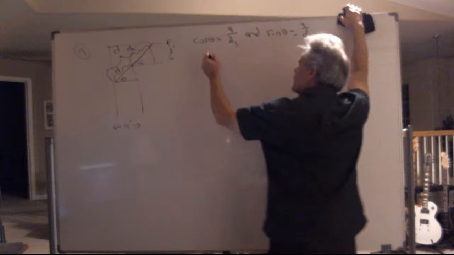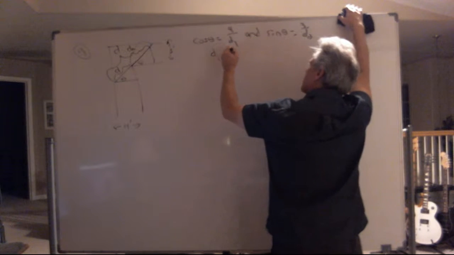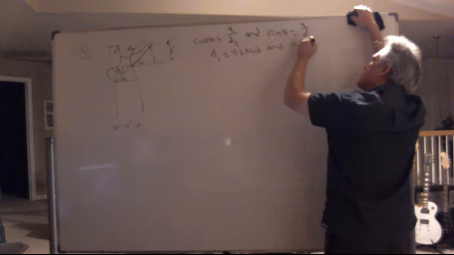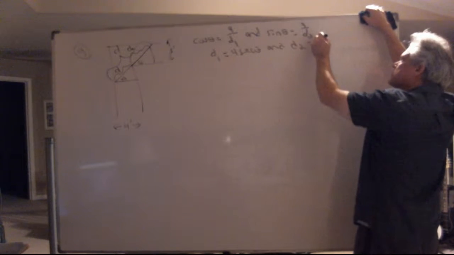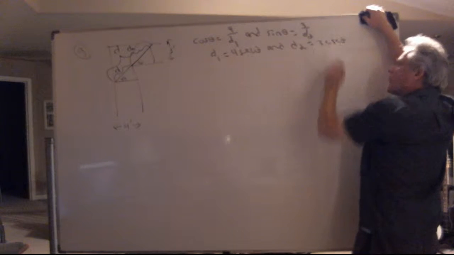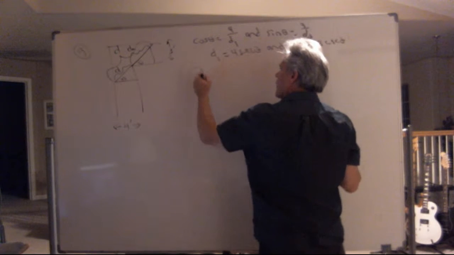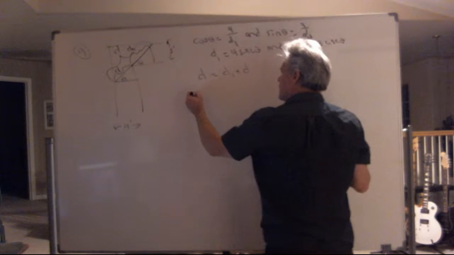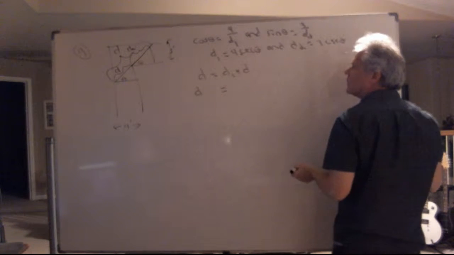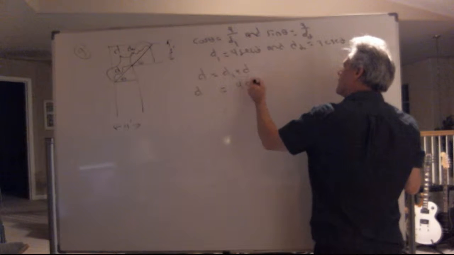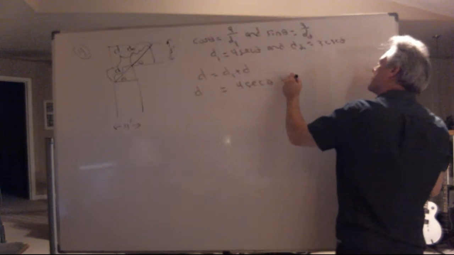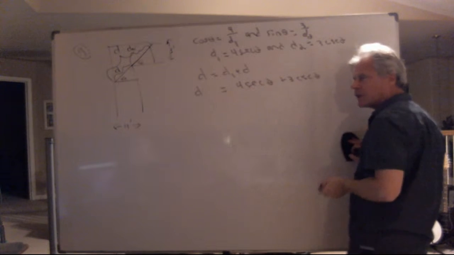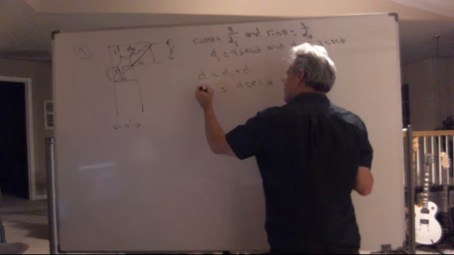But doesn't that mean D1 is this? And D2 is this? But that means the length D, which we're trying to optimize, is nothing more than D1 plus D2. That means D, the length we're trying to optimize, is nothing more than 4 secant of theta plus 3 cosecant of theta. But because I've expressed D as a function of a single variable, let me use the appropriate notation.